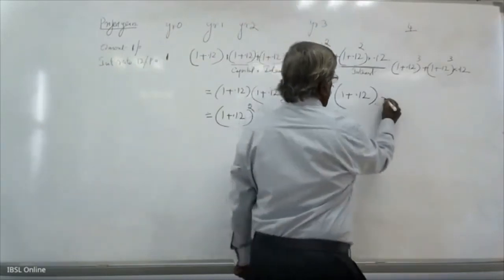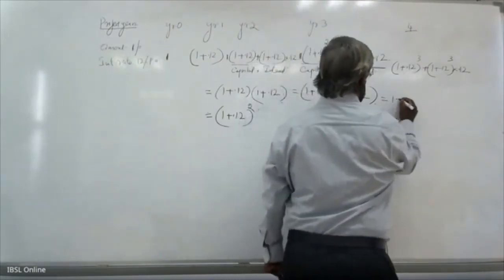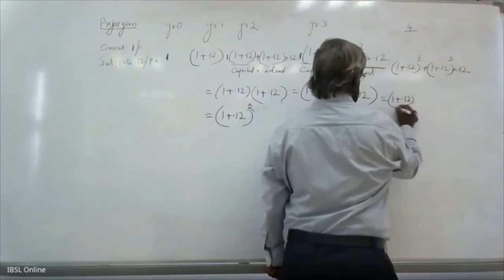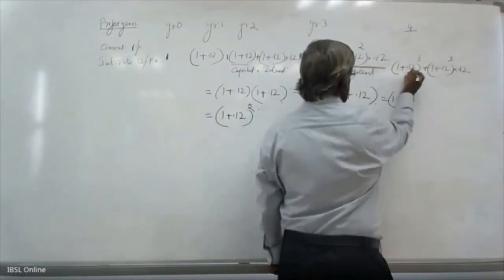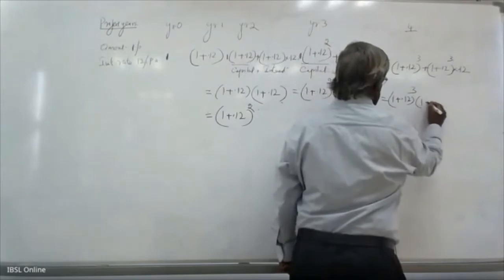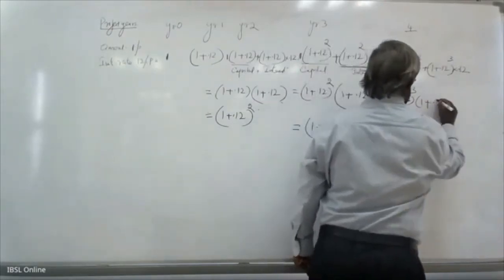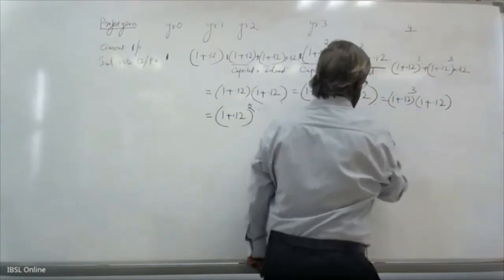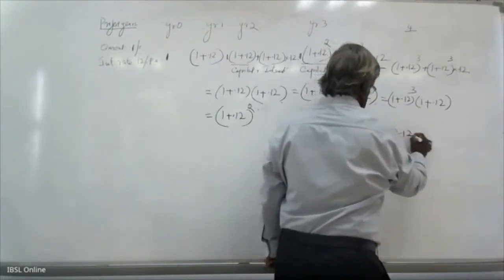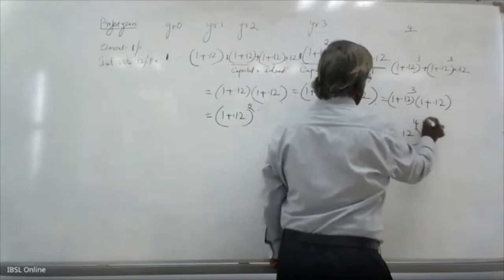Again, the common factor, take out 1 plus 0.12 to the power 3. Here the 1 will remain, and you have taken this out, so 0.12 remains. This will be 1 plus 0.12 to the power 4.